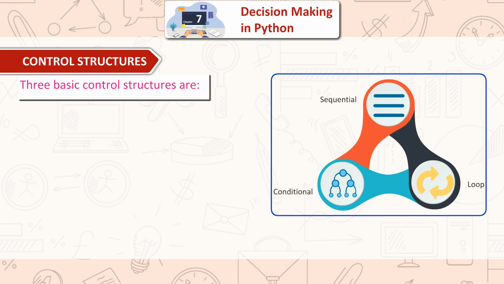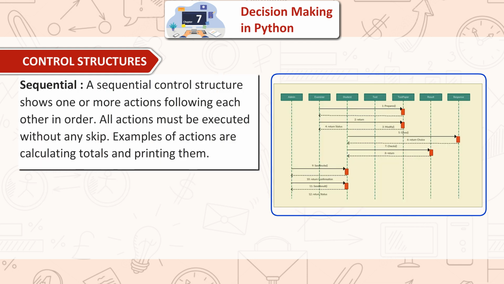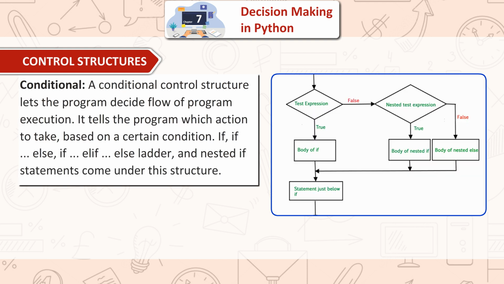Three basic control structures are sequential. A sequential control structure shows one or more actions following each other in order. All actions must be executed without any skip. Examples of actions are calculating totals and printing them.